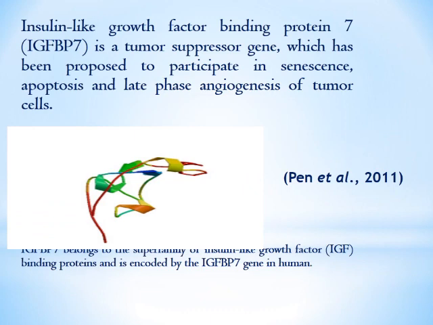IGFBP7, which is the abbreviation for insulin-like growth factor binding protein 7, is a tumor suppressor gene which has been proposed to participate in senescence, apoptosis and late-phase angiogenesis of tumor cells. After treatment of the CAM U87 glioma model with IGFBP7, the size of the formed vessels and the tumor were reduced by 40% compared with untreated tumors. This figure shows its structure.